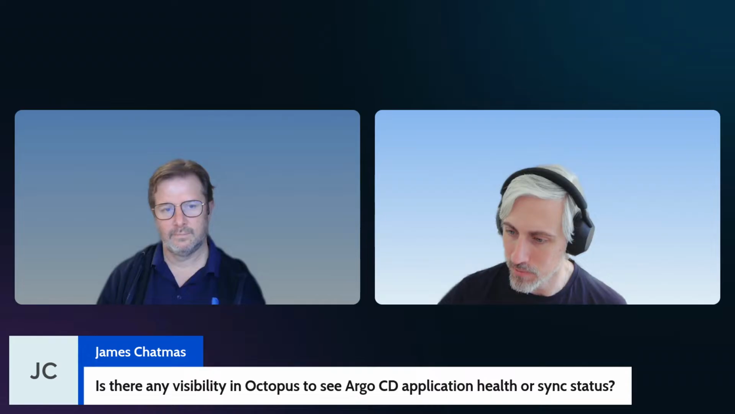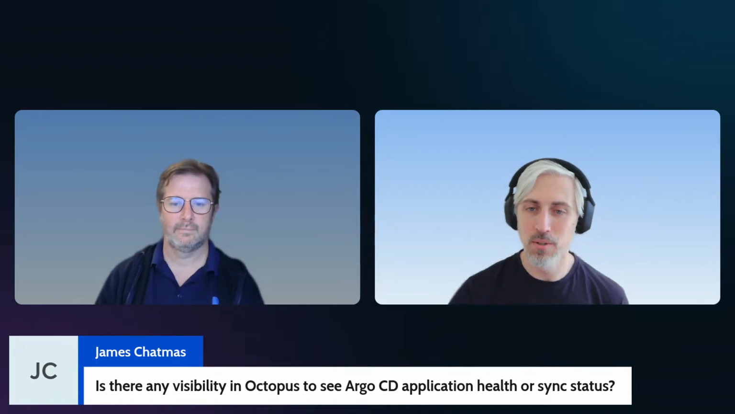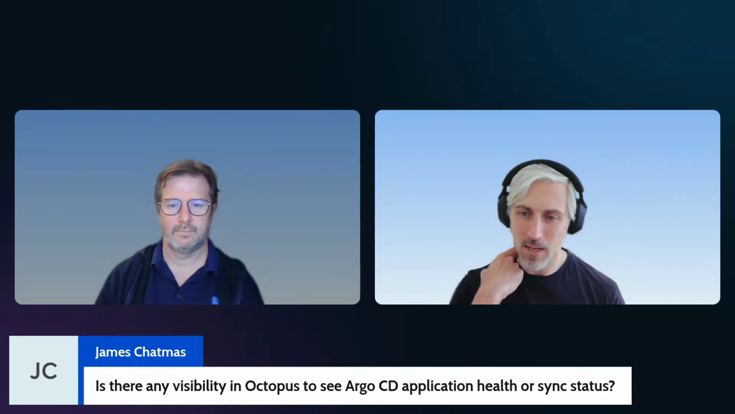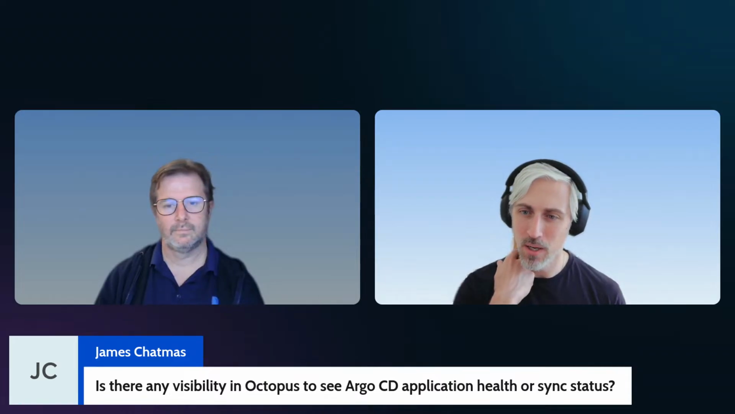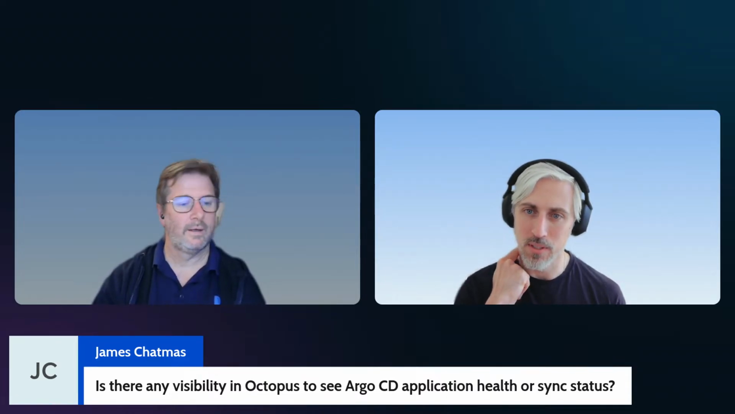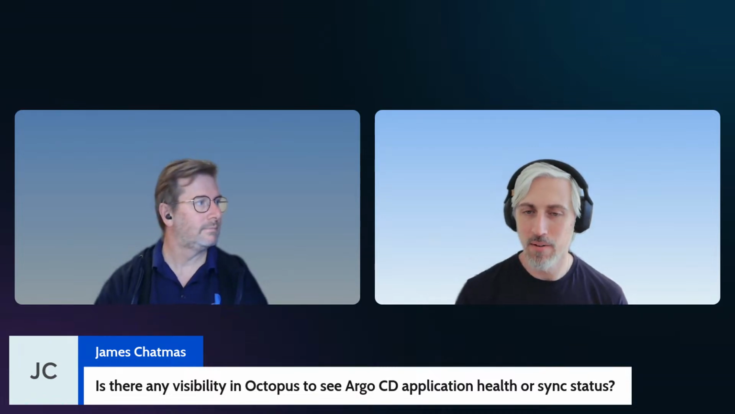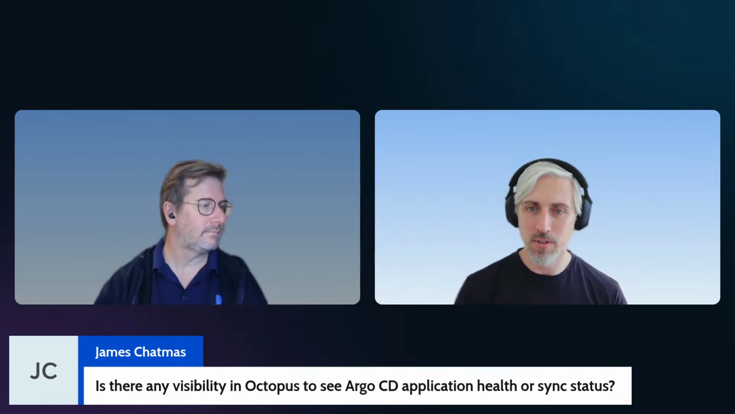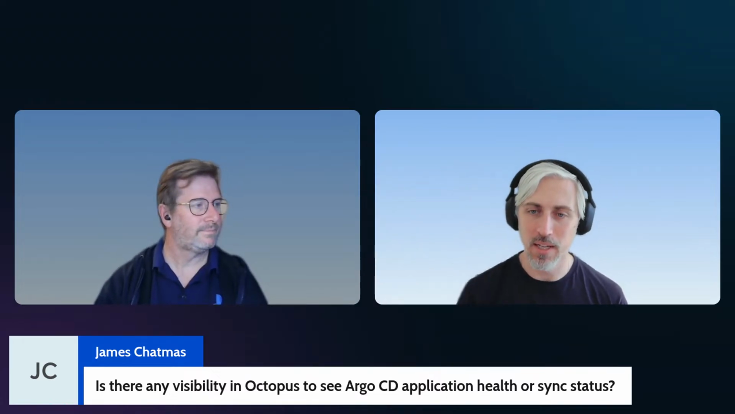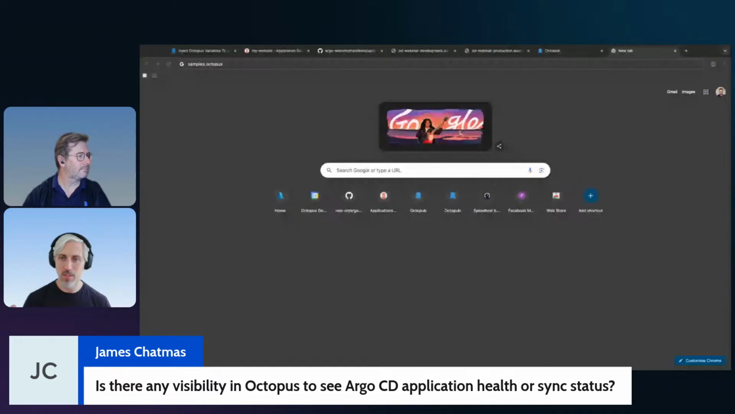Is there any visibility in Octopus to see Argo CD application health or sync? Yes, there is. As soon as you deploy the app, you have it. Trent, can you share our samples instance? So basically, as soon as you deploy something, you have one dashboard with all the projects and all the environments. There is a toggle up there that says live status. You click the toggle, you see the health of all the apps you deployed. You can click on each app and see information about the app health and status.